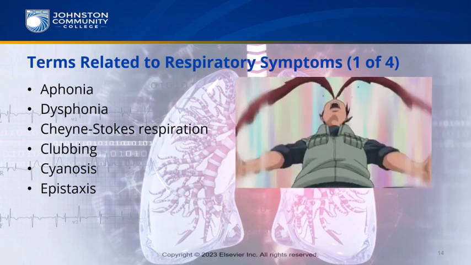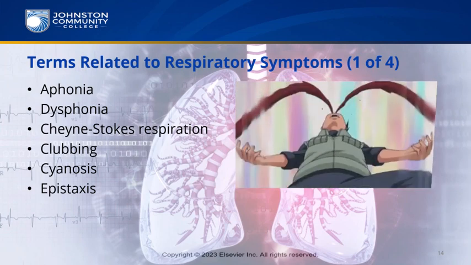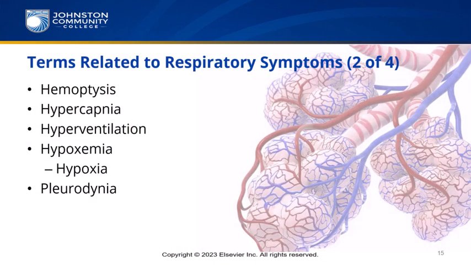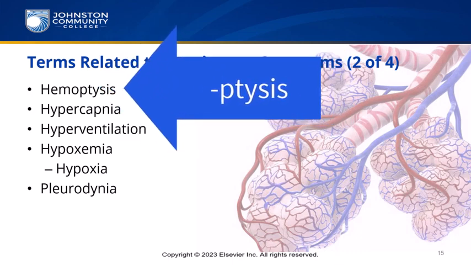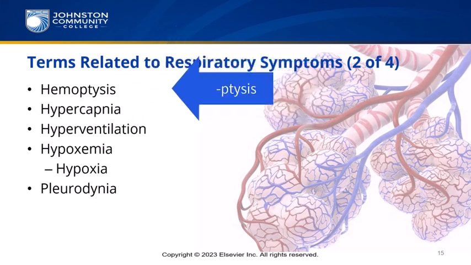And then lastly we have epistaxis, and this is the medical term for a nosebleed. Here we have hemoptysis. Now the suffix tysis, which I will put up here, means spitting, and this is when there is coughing up of blood or blood-stained sputum. Then we have hypercapnia. Hyper means excessive, that's our prefix for excessive, and then capno is our combining form for carbon dioxide. It is the condition of excessive amount of carbon dioxide in the blood.